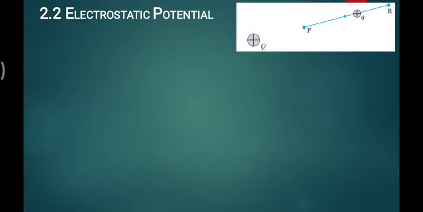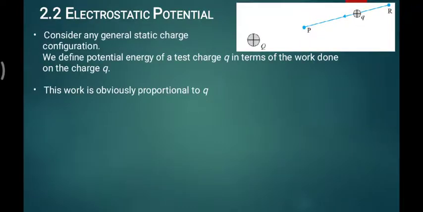So, using the same diagram, I am trying to explain what electrostatic potential is, with the test charge and the source charge, and that idea you may have clear from the part number 1 discussion. Consider any general static charge configuration, a system of charges, which you can see in this figure. We define the potential energy U of the test charge q in terms of work done on charge q, which we also saw in yesterday's talk, or maybe I can say in part number 1.